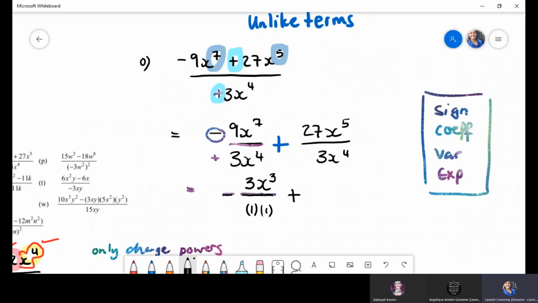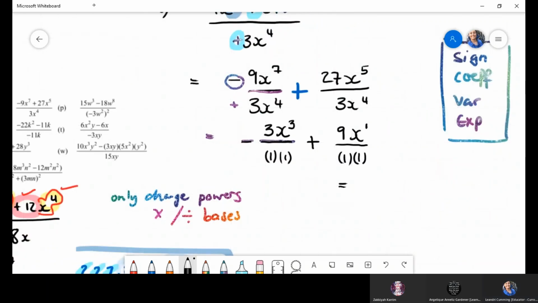27 divided by 3. So I say, okay, cool. I've got my little placeholder. 3 goes into itself once. 27 divided by 3, 9. Now I've got x to the power of 5 at the top, but I'm taking that x to the power of 4 up. And I see x to the power of 5 minus the 4 in the power gives me x to the power of 1. So what I actually have here is negative 3x to the power of 3 plus 9x.